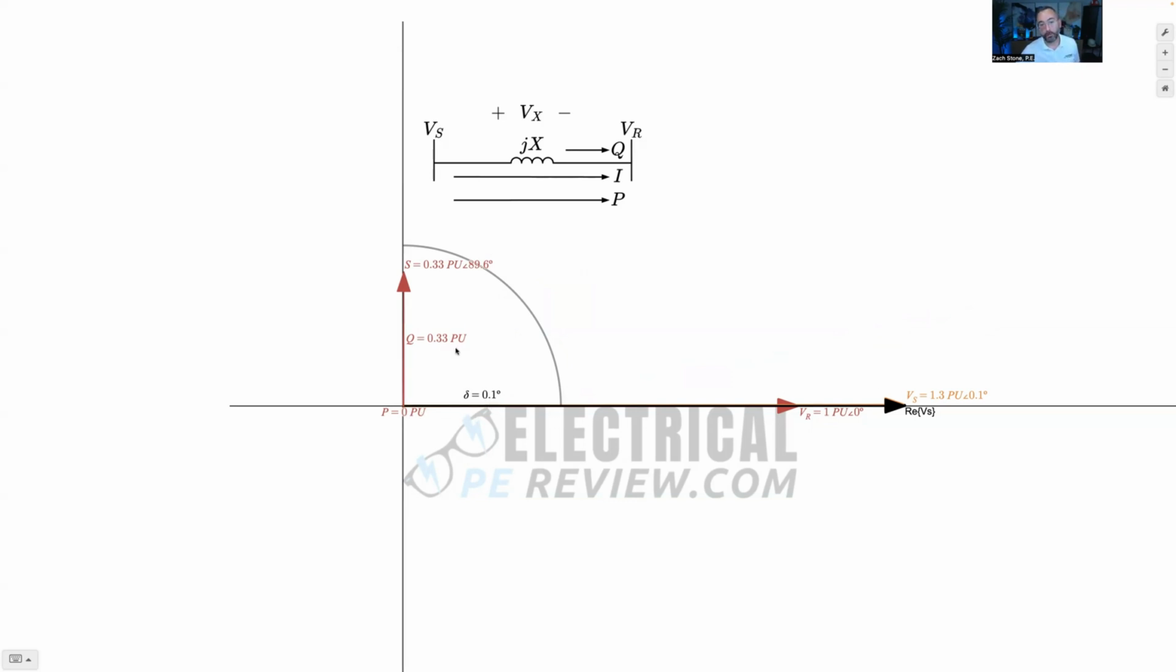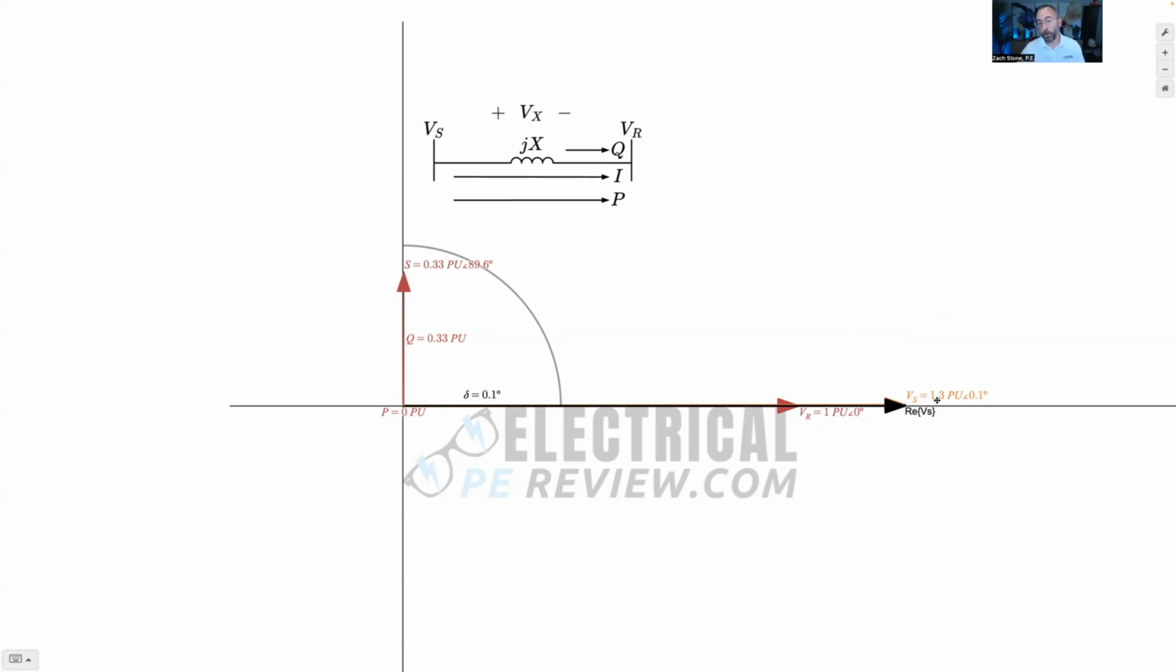These are all rounded numbers here, but 0.1, right? Look, VS and VR, they're like this. They're laying on top of each other. They're exactly in phase. They have the same angle. If they have the same angle, then the same angle minus each other equals 0. Sine of that angle is 0. Real power is 0. All right, let's keep going.